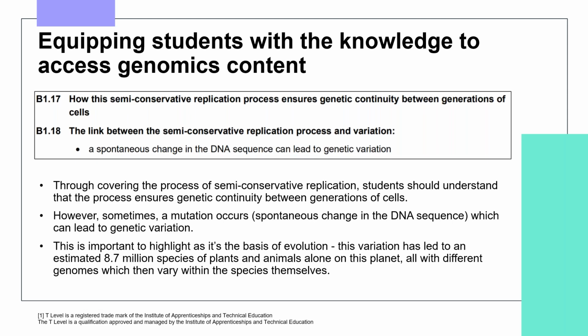And this process of evolution has led to an estimated 8.7 million species of plants and animals alone on this planet, all with different genomes, which vary amongst the species themselves, with each organism having a different set of genes. Again, humans can be used as an example of this with students, so with students within the class having different eye colours and so on, just as an example of genetic variation.